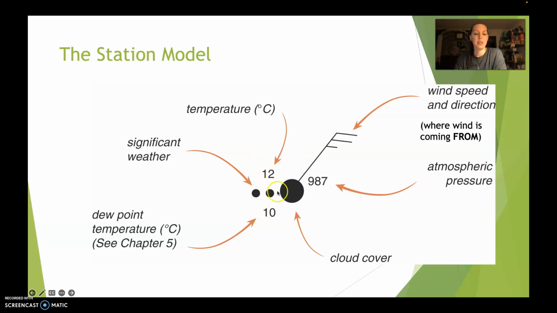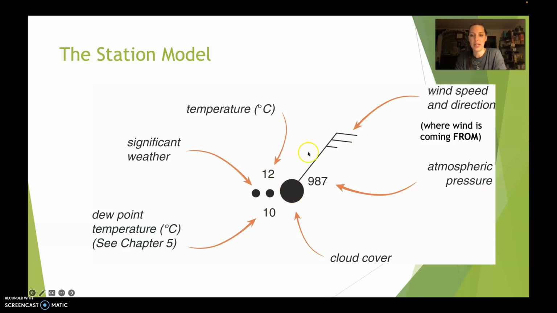And then the little symbol in here will tell us if there's any significant weather going on. And significant weather could be anything from rain, snow, thunderstorms, anything like that. Again, in labs, we will go in depth about what all those symbols mean, but just so you know, anything that is in between those two numbers will be our significant weather.